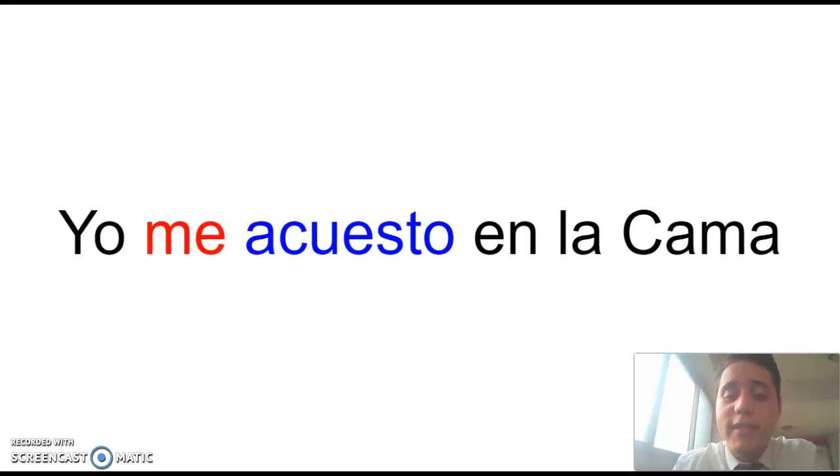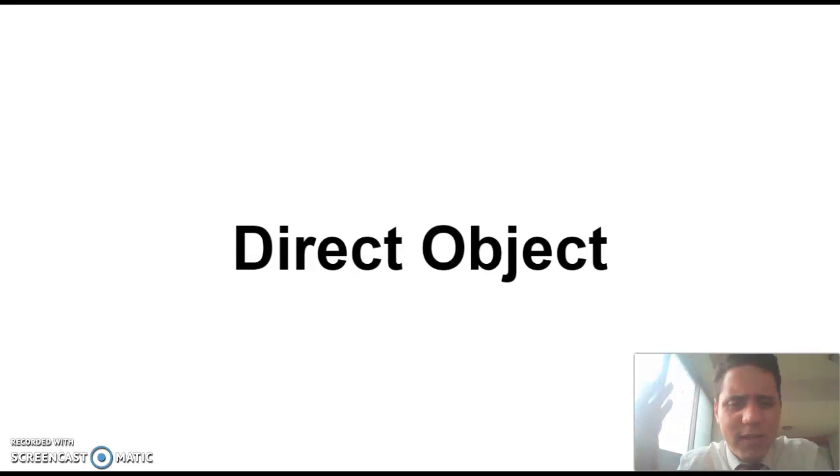Okay, here we have an example of a sentence with a reflexive verb. Yo me acuesto en la cama. I lay down on bed, or I get to bed. Yo me acuesto en la cama. So first thing we need to identify is the direct object. But what is a direct object? The direct object of a sentence is the one who receives the action.